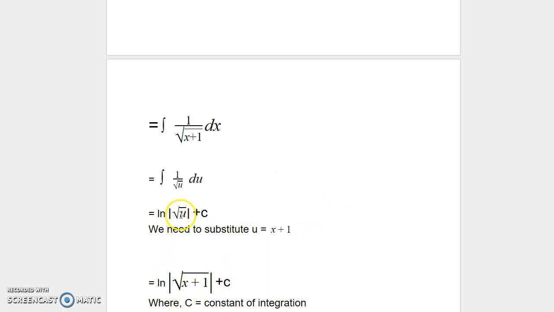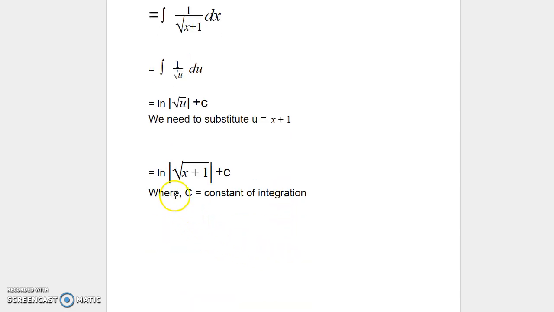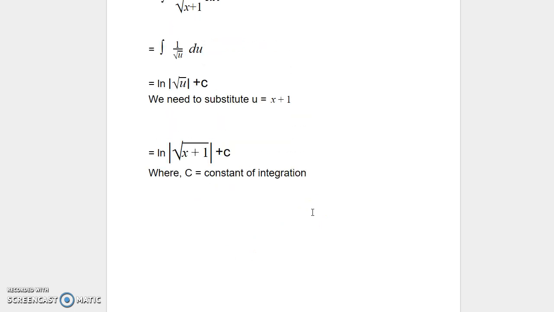As we mentioned, we want to express our solution in terms of x and not in terms of u. So wherever we see u, we're going to replace it by x plus 1. Therefore, we rewrite this as ln of square root of (x plus 1) plus c, where c is a constant of integration. So this is the way we want to solve example problems related to logarithmic functions. In my next video presentation, we will be solving more example problems related to logarithmic functions.